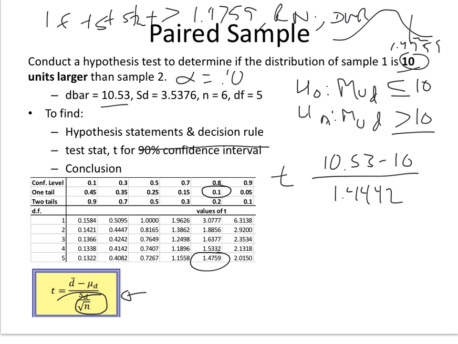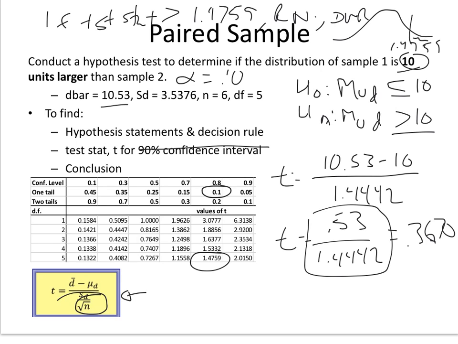So that is this value right here, 10 units larger. Here's our sample result, and if we want to find out whether we can say that it's 10 units or more larger, then we subtract that out from our result, and we get 0.53 over 1.4442 for our test stat. And that result is 0.3670. Just from looking at this, it's less than 1, not to mention less than 1.4759 standard deviations above the mean. It is above the mean, but just barely.